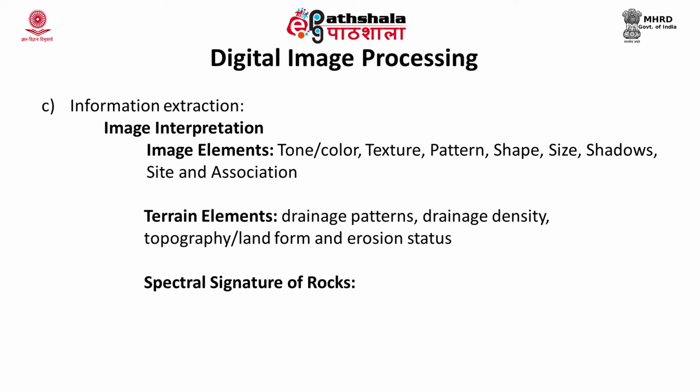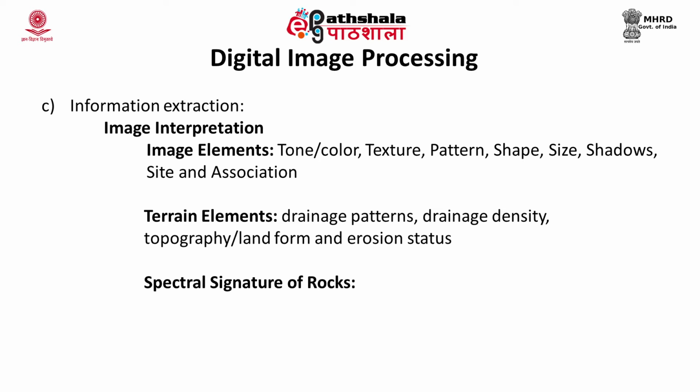If you look at image interpretation, there are different things, for example, image elements, terrain elements, and the spectral signature of rock. Based on these we can interpret the image to get valuable information about the geology of that particular area. So, what comes under image elements? That is tone or color, texture, pattern, shape, size, shadow, site and association.